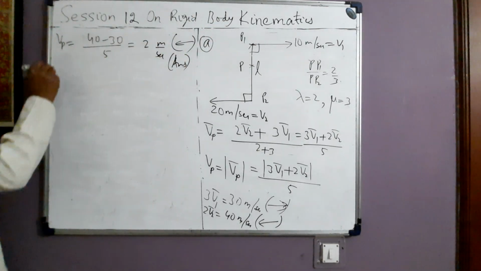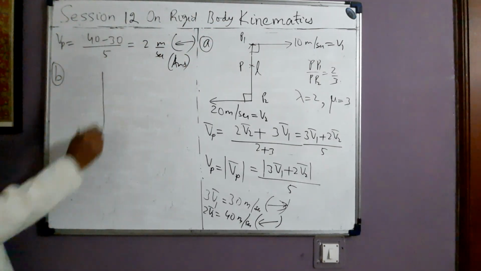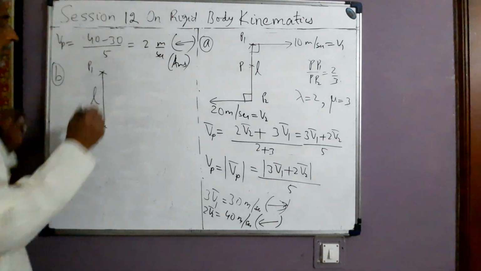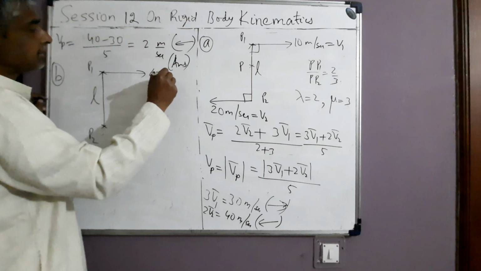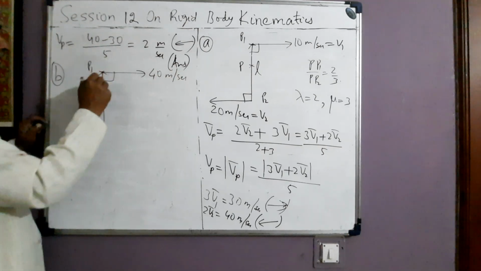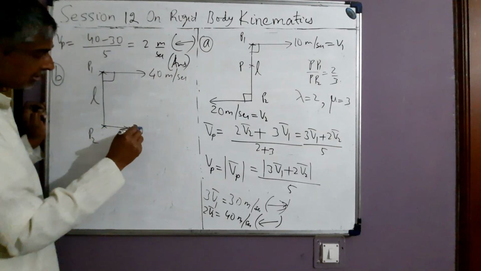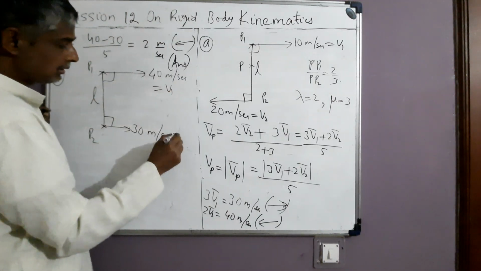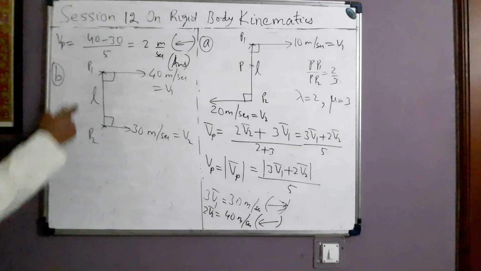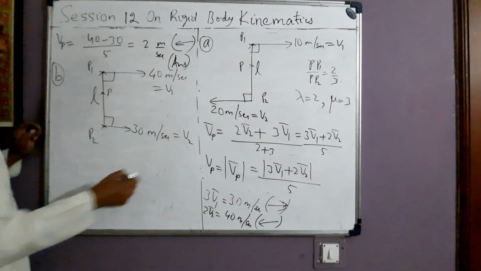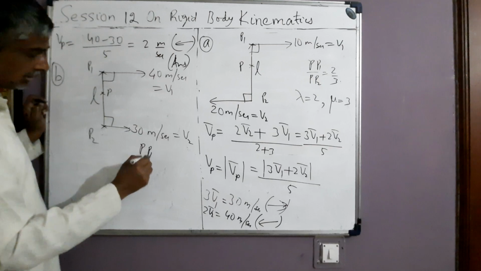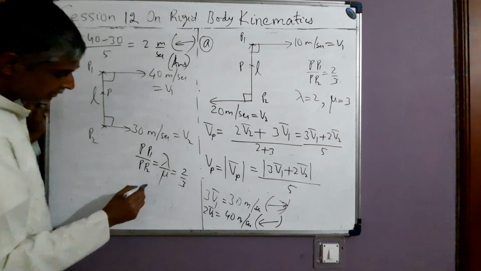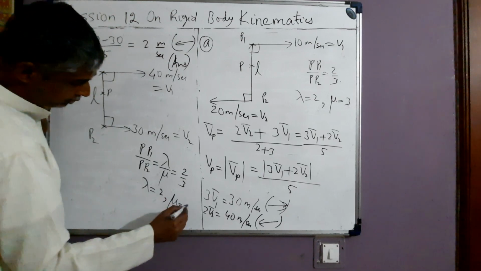Fine. Now part B is this. This is P1, this is P2, again a rigid rod. P1 has a velocity of 40 meter per second in rightward direction. P2 has a velocity of 30 meter per second in rightward direction. So this is V1 and this is V2. Now again we have to determine Vp. P is here. Again, as in part A, PP1 by PP2 is equal to lambda by mu, that is 2 by 3. Lambda is 2 and mu is equal to 3.